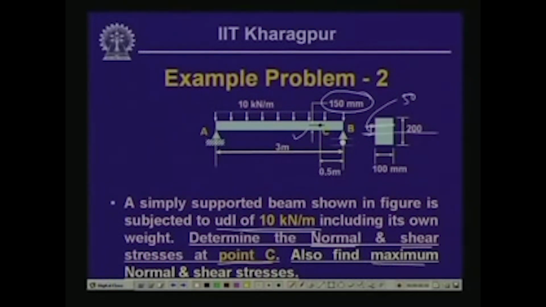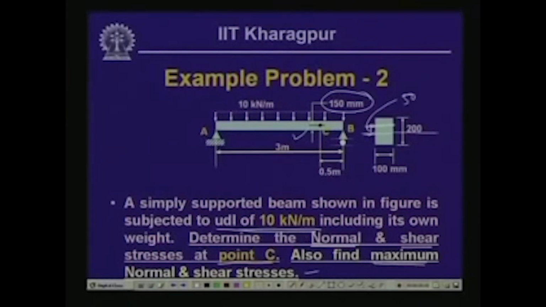Now, naturally, to compute the value of maximum normal and the maximum shear stress, we will have to know along the length of the beam at which point you have the maximum bending moment and the maximum shear force. And to ascertain the value of the maximum bending moment and the maximum shear force, you will have to draw the bending moment and shear force diagram, and then correspondingly you can find out where the maximum bending moment and the maximum shear stress is occurring.